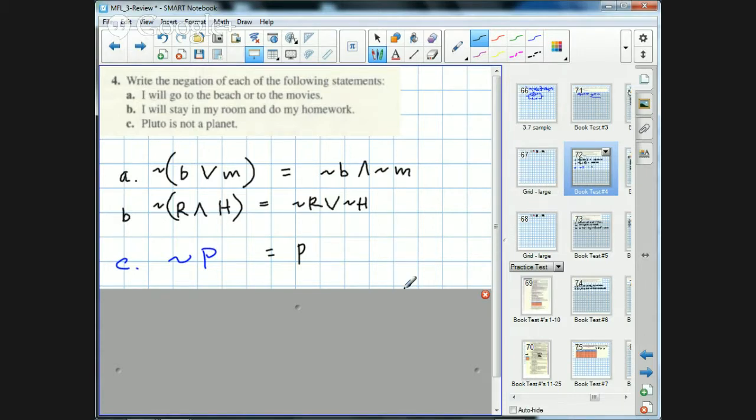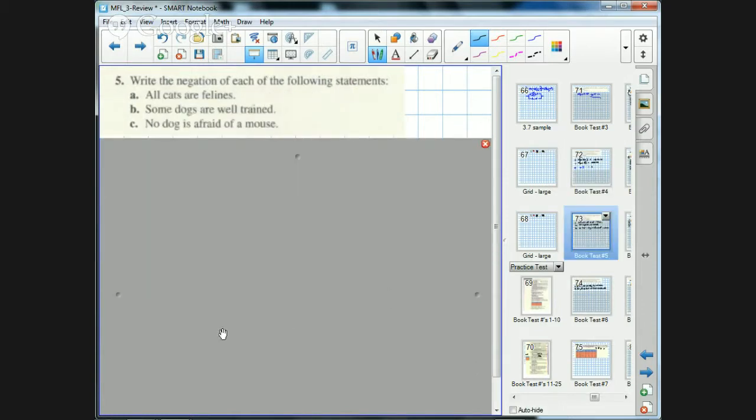There's more negations in 5 and 6. Do you see that? Maybe we should at least look at number 5 here. Okay, on number 5, we haven't done these yet.